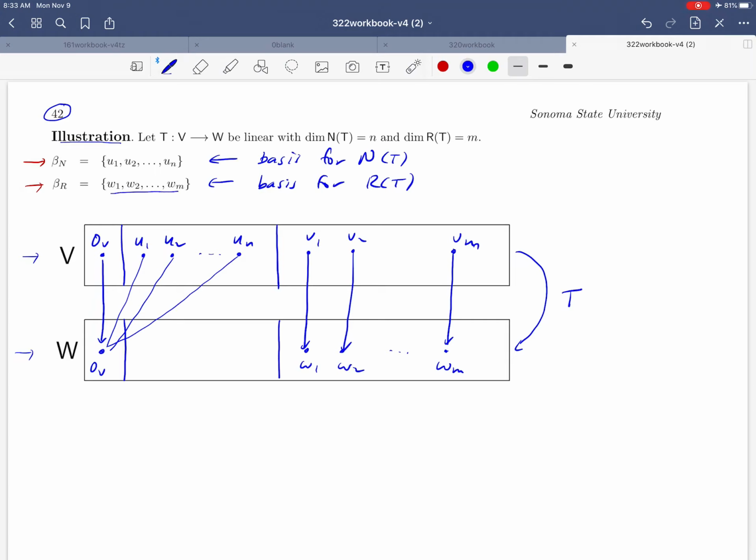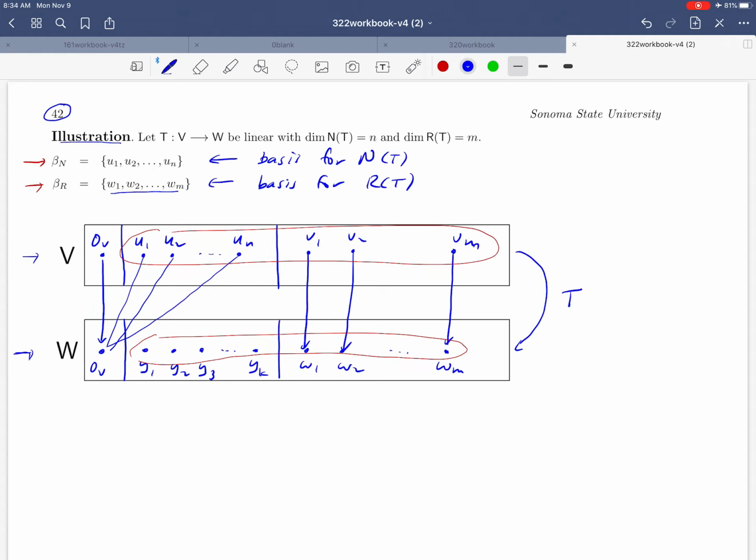The other thing we might notice is that these vectors are in the range, so it's entirely possible that there are some vectors down here in W that don't get hit. I'm going to represent those like this, y1 through yk. By drawing our diagram this way, what we're supposing is that these vectors taken all together form a basis for V, and these vectors taken all together form a basis for W. That's what we're assuming by drawing this.